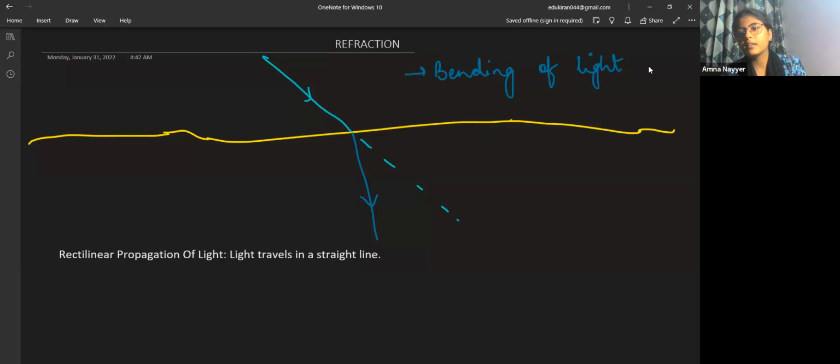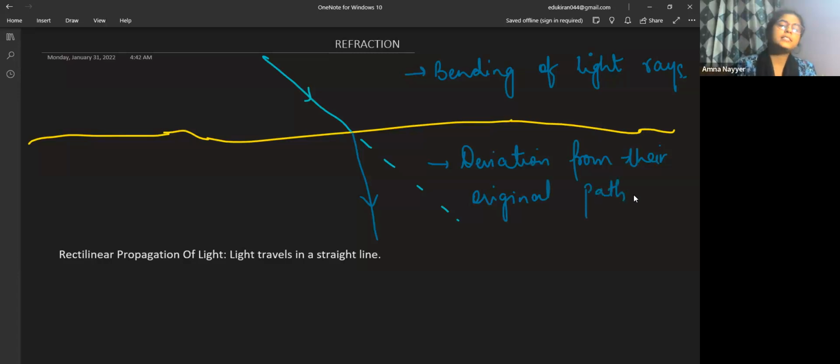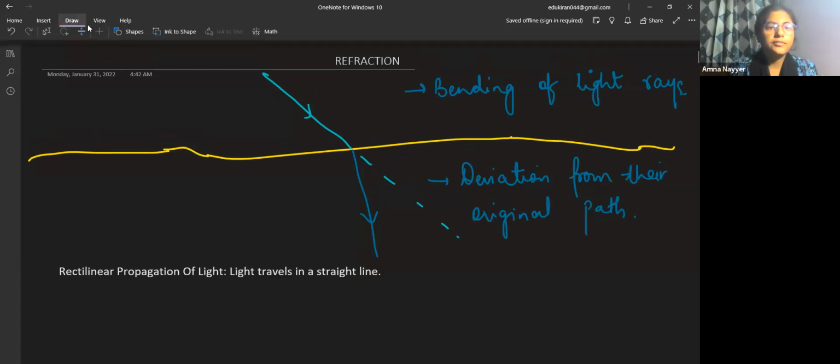Bending of light rays, or you can say deviation from their normal, original path. All right, this is what is meant by refraction.